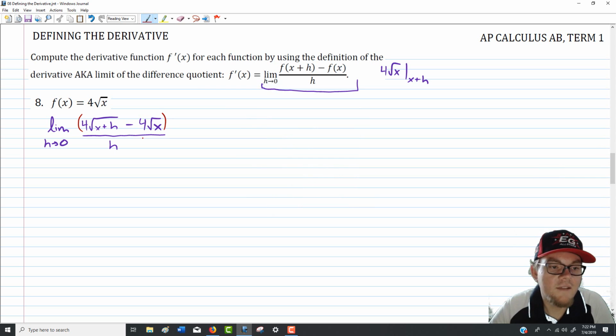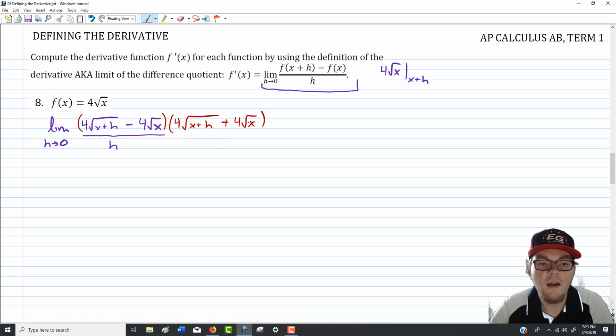In particular, I see square roots, which tells me I need to multiply by the conjugate. So I'm going to multiply by exactly what is in the numerator, 4 square root of x plus h, 4 root x. The only difference is instead of a minus, I'm going to multiply by the conjugate with a plus. And of course, if I do it in the numerator, I've got to do it in the denominator as well.